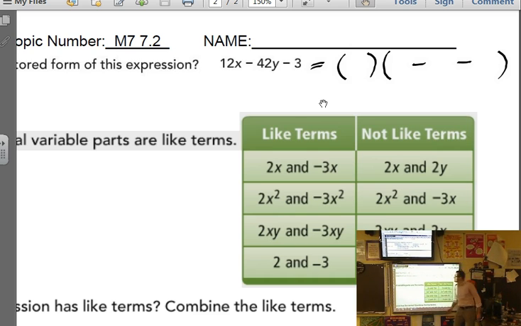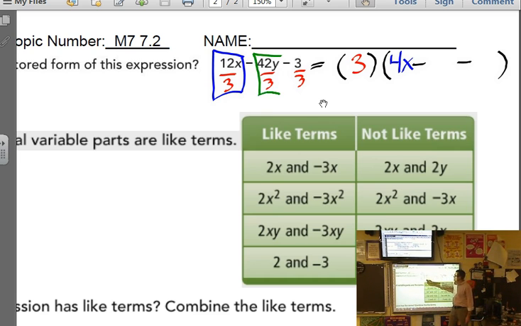Anish, if I look at 12x, 42y, and 3, what's my common factor? A 3. So we can divide each of these by 3, which makes 3 my common factor. 12x divided by 3, Anish. 4x, you gotta give the variable value. 42y, since we already brought the minus over, I don't have to worry about that. Keep going, Anish. It's 14y. And the 3 divided by the 3 gives me a 1.